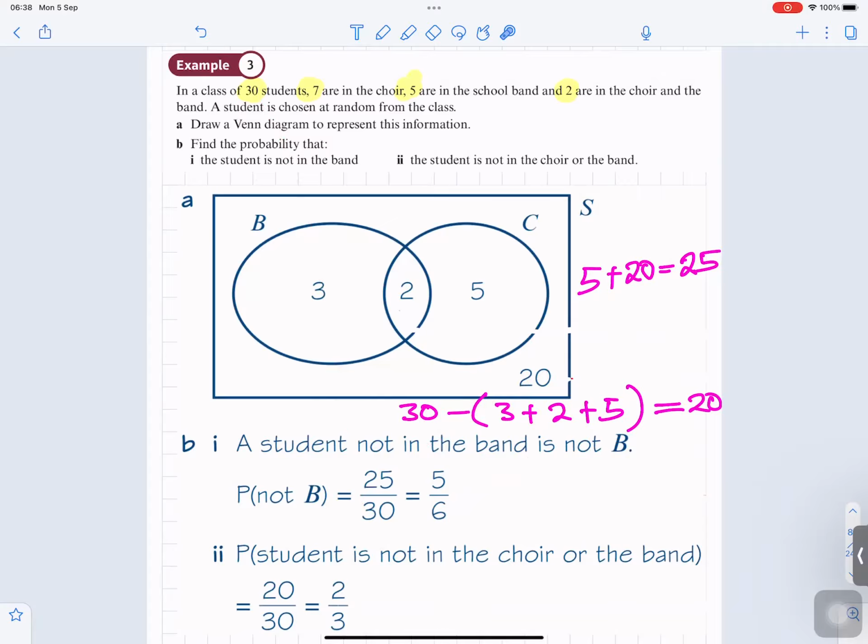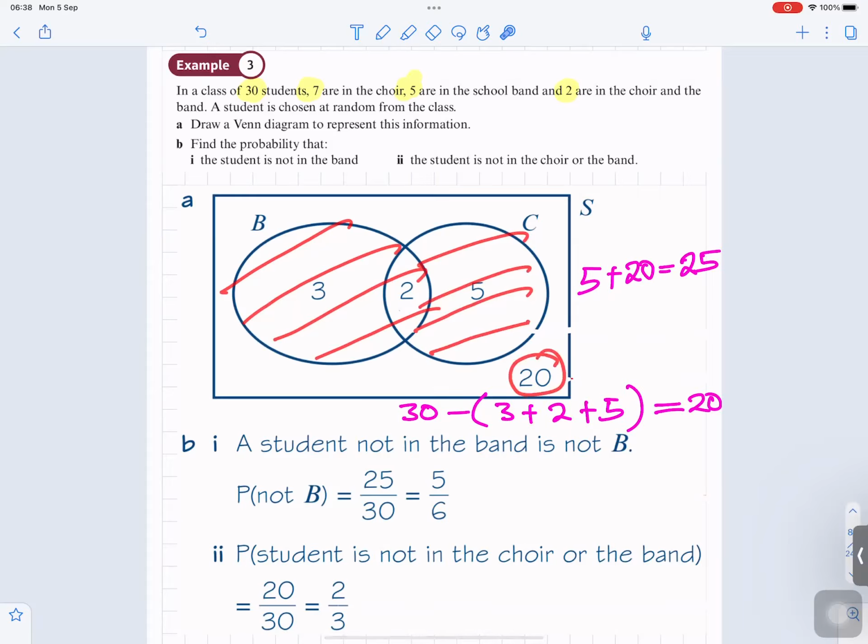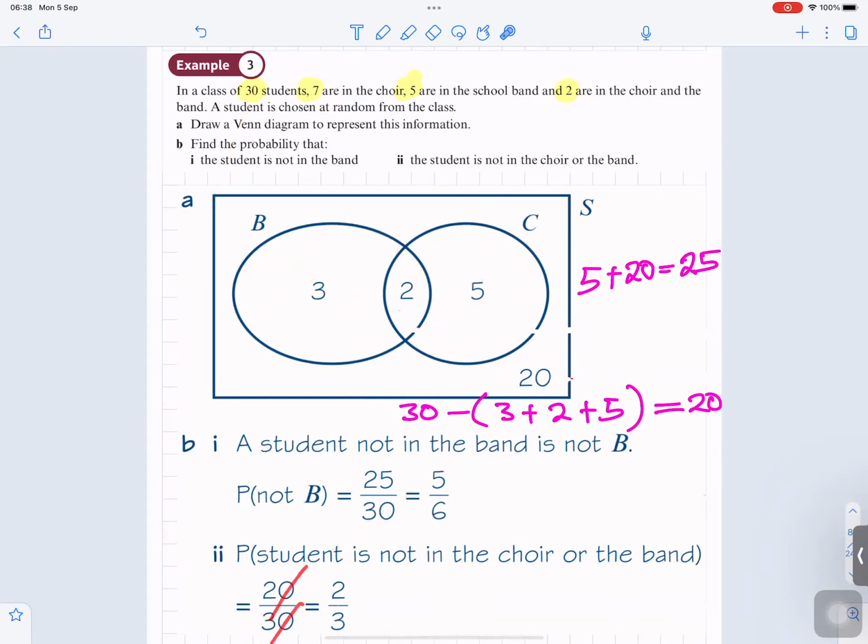Probability that the student is not in the choir or the band is not in B or in C. There are 20 students who are not in the choir or band out of 30 students. So 20 divided by 30, cross out the 0, it gets 2 out of 3.